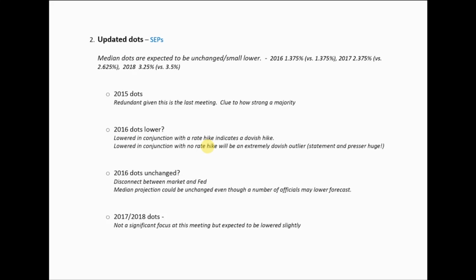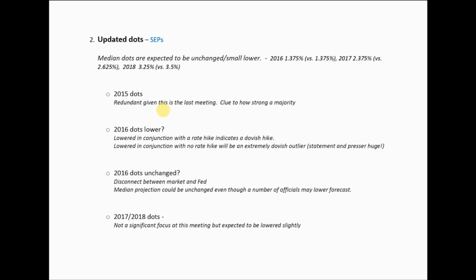Now, we also probably will get a 2015 dot, but this is pretty much redundant given this is the last meeting, because essentially it doesn't really matter what the dot says, because the Fed will either do something or not do something. But it might provide some information on how strong a majority we have, how many of the participants and members were looking for the rate hike and wanted the rate hike. So we might see how strong the consensus is, I guess.